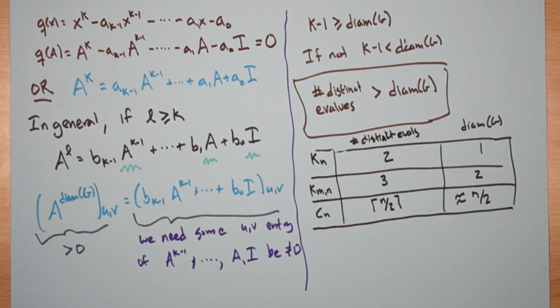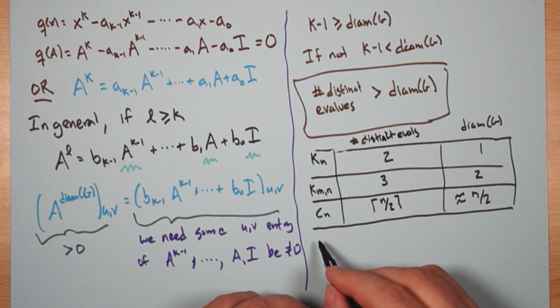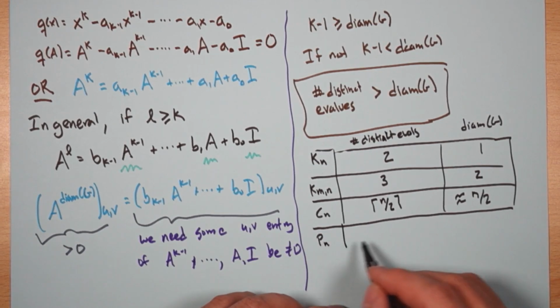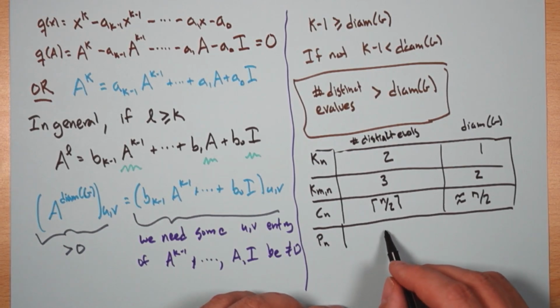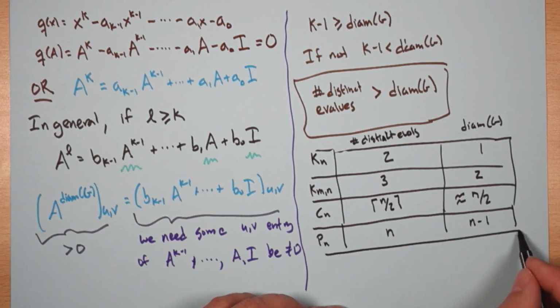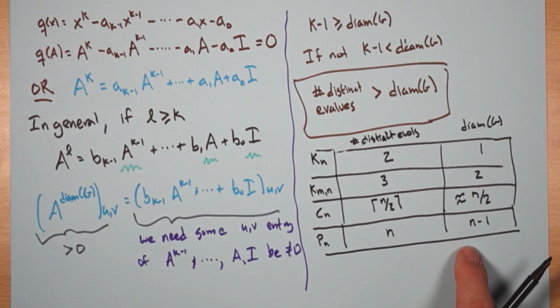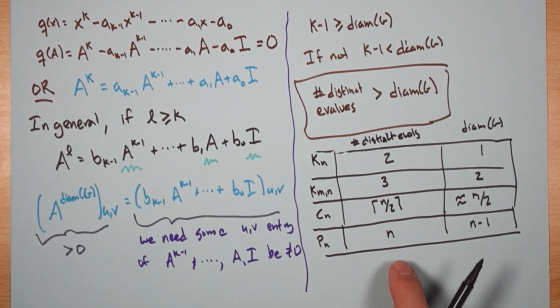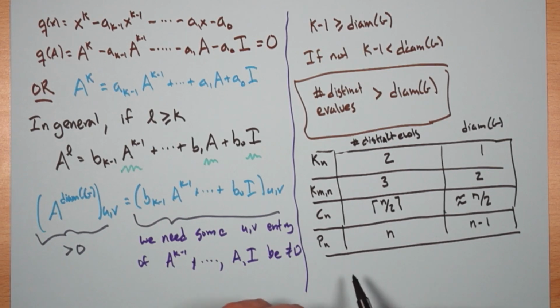All right, well, what about the path? Okay, how many distinct eigenvalues do you have? Well, it turns out you have n. What's the diameter of that? It's n minus 1. And now you can actually prove that the number of distinct eigenvalues of the path is n without even knowing what those eigenvalues are. If you think about it, say, okay, let's suppose we look at the path, and you take a look at the matrix lambda I minus A.